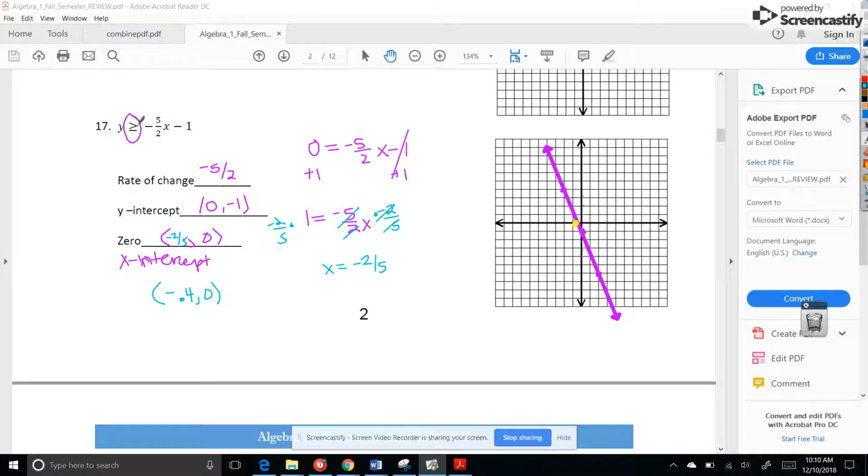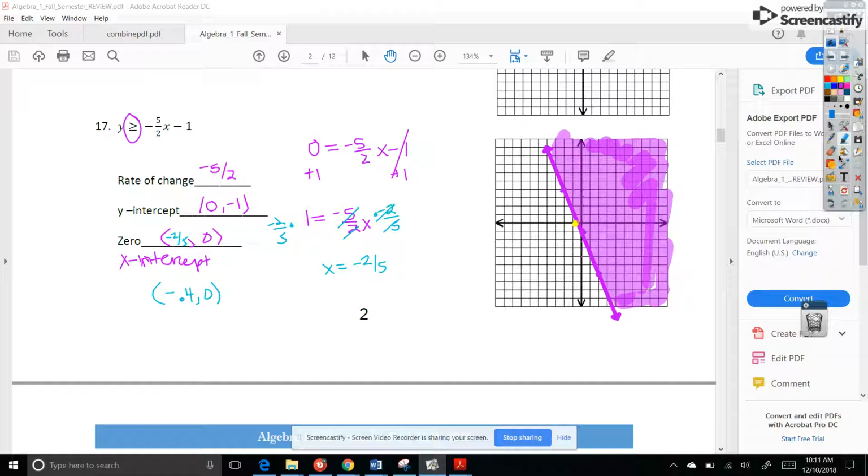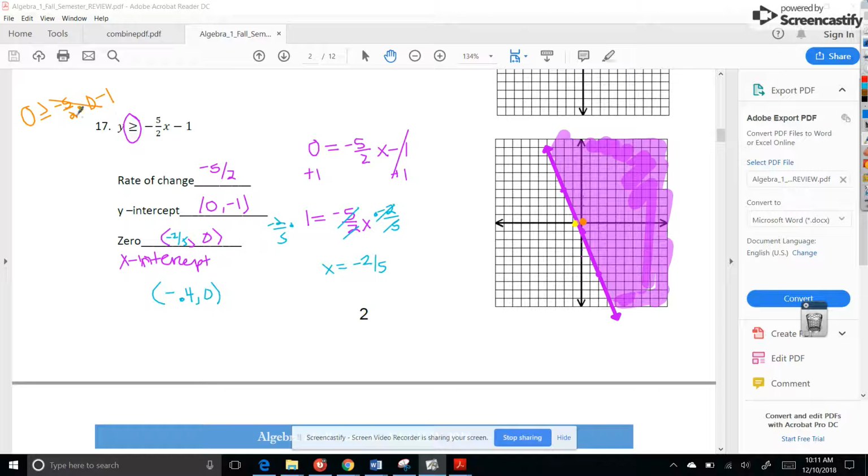Okay. It's greater than or equal to, so I am going to shade greater than, including the line. I always like to do a test point. So I know that 0, 0 right here is in the shaded region. So I'm going to test 0, 0, make sure it works. Is 0 greater than or equal to -5/2 times 0 minus 1? -5/2 times 0 is 0. Is 0 greater than or equal to -1? Yes, it is.